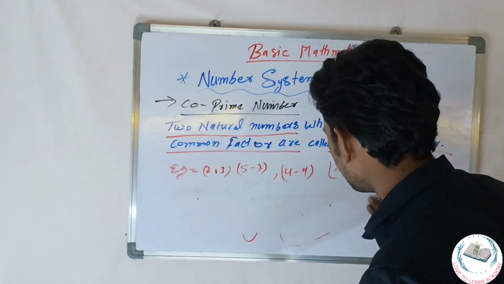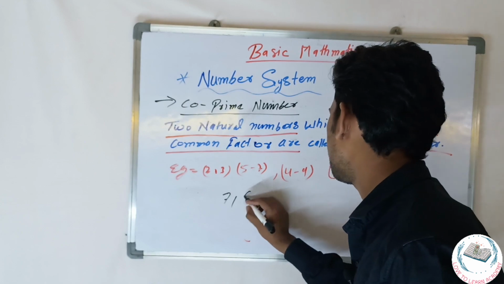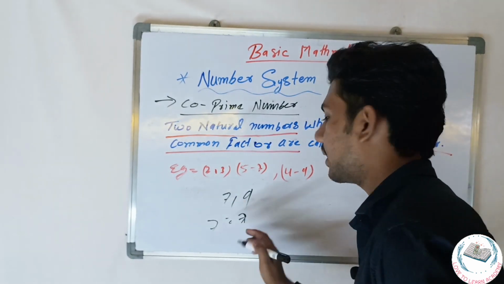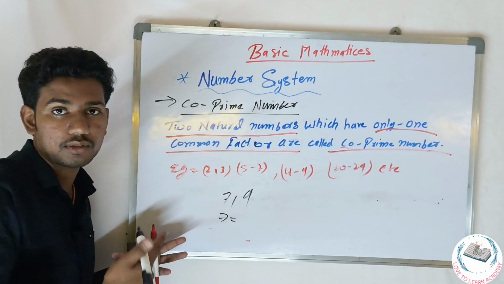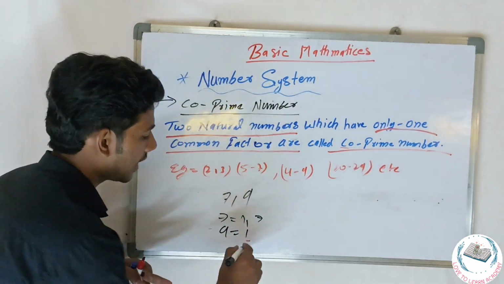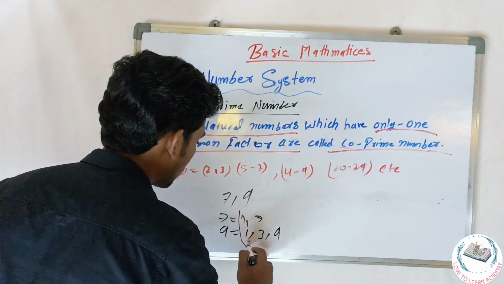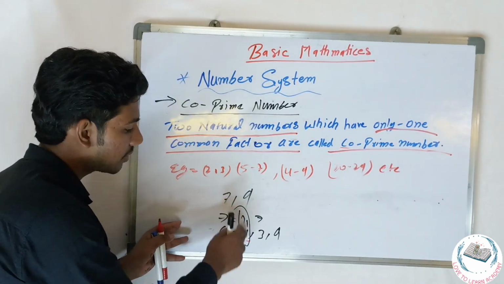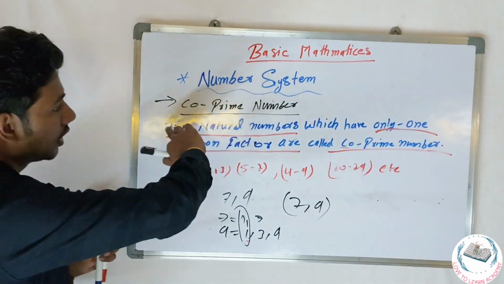Take another example, 7 and 9. The factors of 7 are only 1 and 7. The factors of 9 are 1, 3, and 9. If you observe here, only one factor, 1, is matching in both. So 7 and 9 are co-prime numbers, remember.